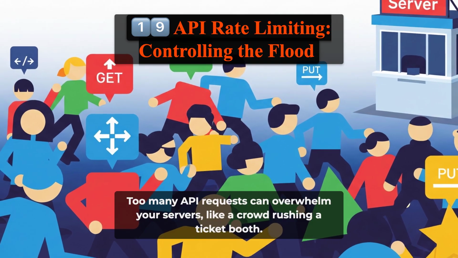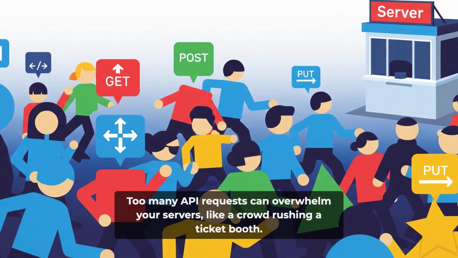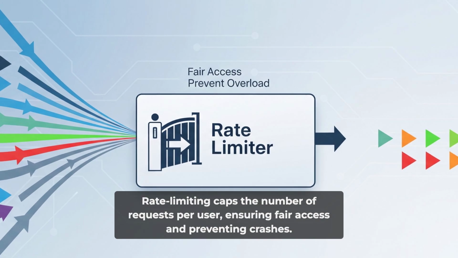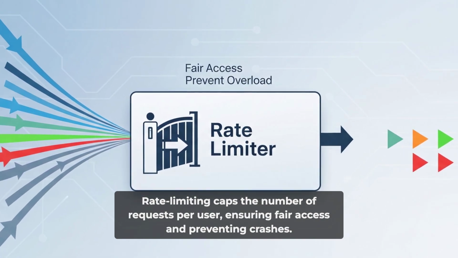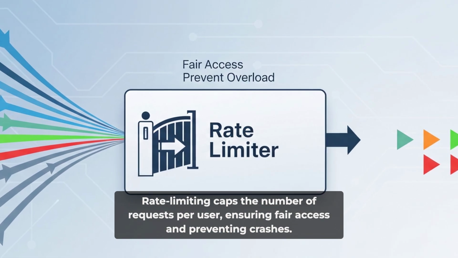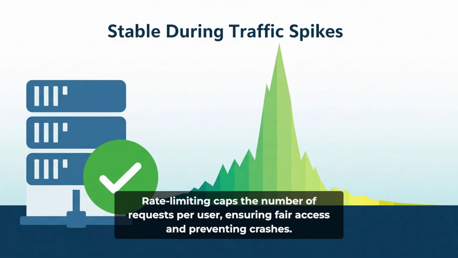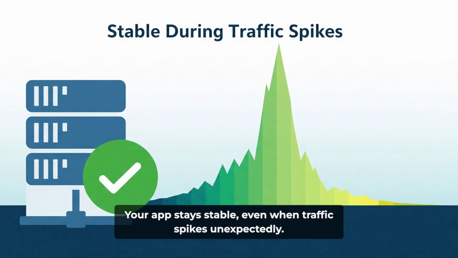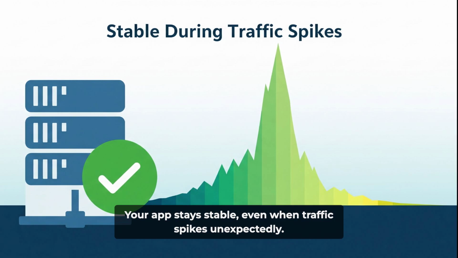Too many API requests can overwhelm your servers, like a crowd rushing a ticket booth. Rate limiting caps the number of requests per user, ensuring fair access and preventing crashes. Your app stays stable, even when traffic spikes unexpectedly.